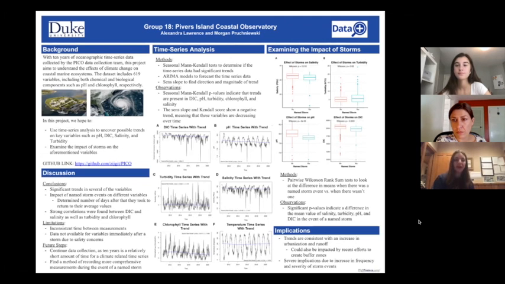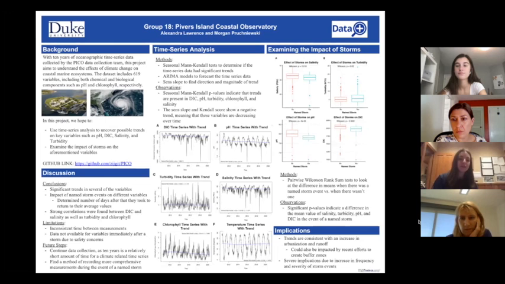And some of the limitations with our work is that there's inconsistent timing between measurements. Some measurements were recorded every week, but then after some storms, data would be recorded every day. But this was not always the case, so we had to account for that in our data set. And data was not available for variables immediately after named storms due to safety concerns. So that was unfortunate because we weren't able to get the most comprehensive view of how these variables reacted immediately after a named storm.